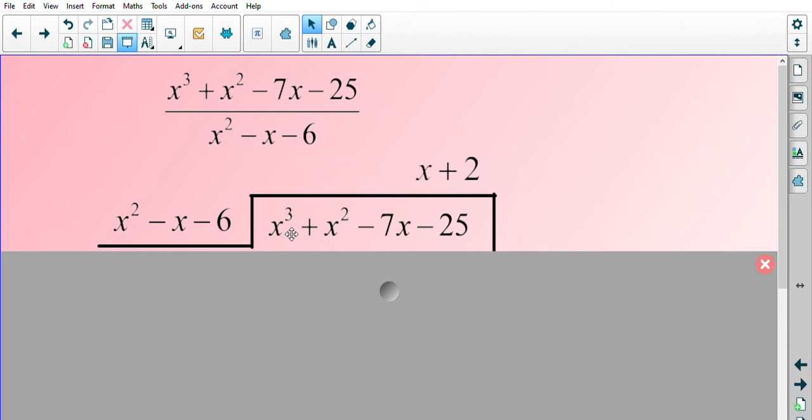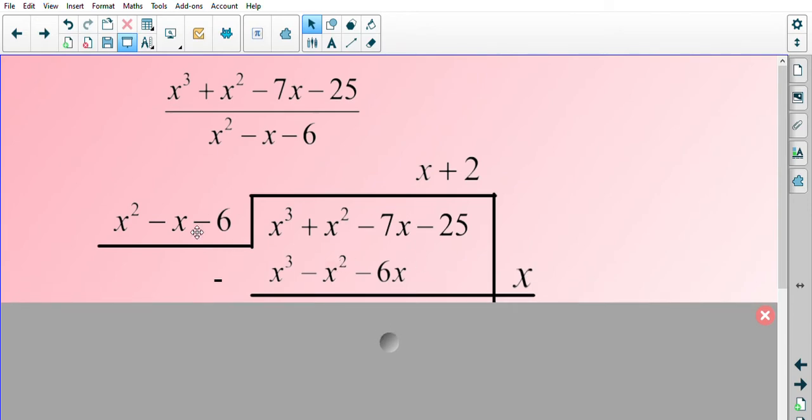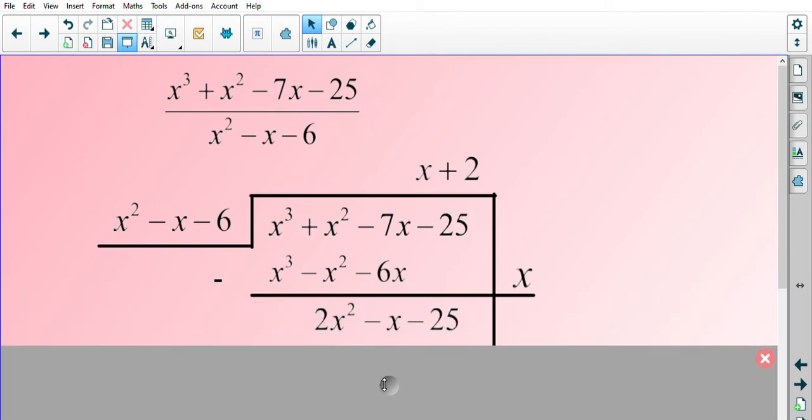Okay, we've seen this process before, so I'm going to multiply this by x in order to get this to become an x cubed, and then everything else by x, and then do a subtraction. So I'm going to do that first. So if I multiply everything by x, I'm going to get x cubed minus x squared minus 6x. I'm going to take that away from what I had initially. If I do that correctly, what I am left with is 2x squared minus x minus 25.